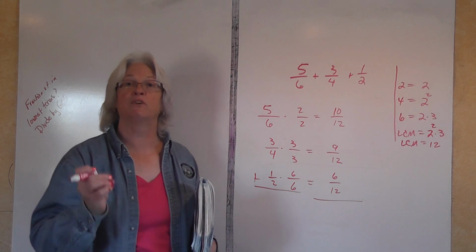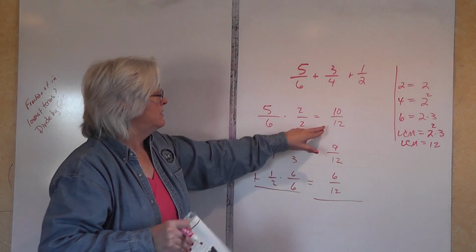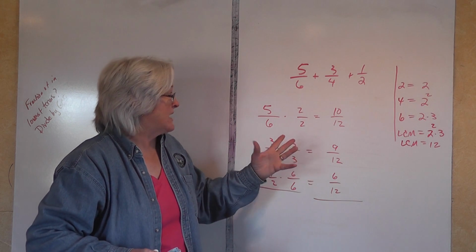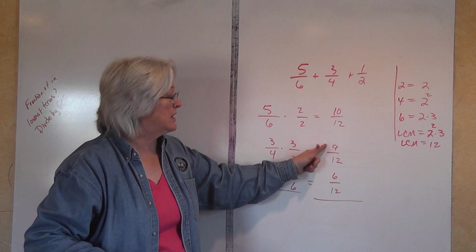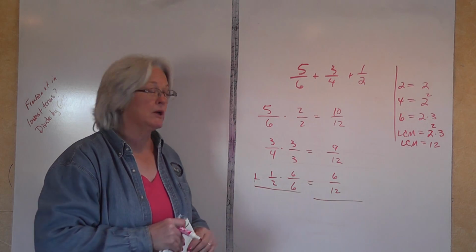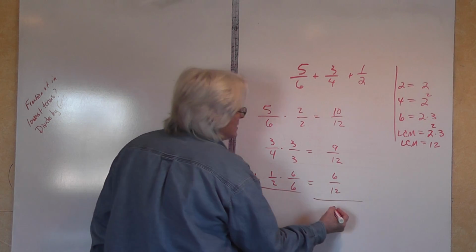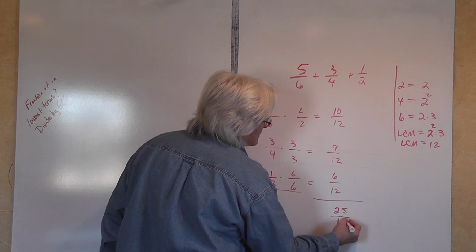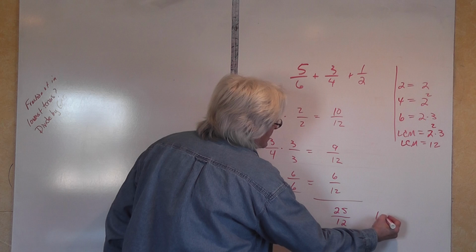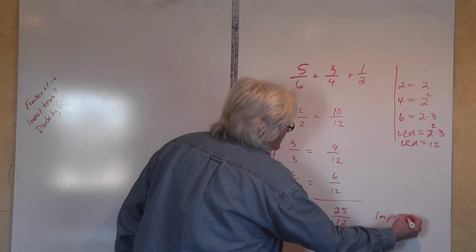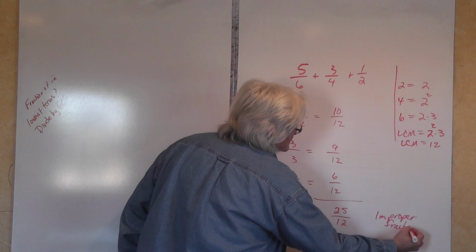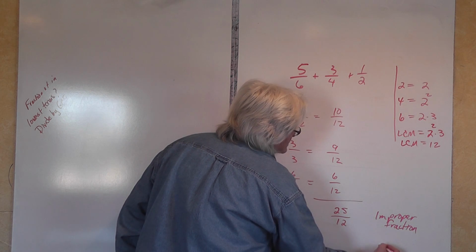We now have 3 fractions with the same denominator of 12. We just add the numerators. 10 plus 9 is 19, plus 6 is 25 twelfths. This is an improper fraction. It is reduced to lowest terms, but they want us to write this as a mixed number.